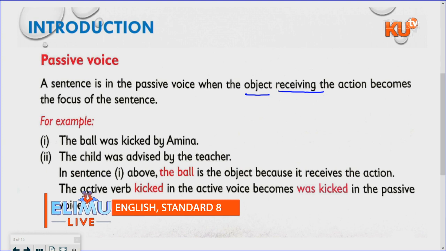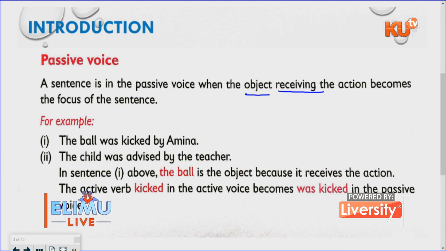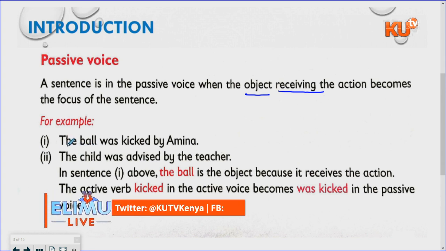From our previous sentences, Angela kicked the ball, we can change them to passive by starting with the object, the verb, then the subject. The ball was kicked by Amina. It's a typing error there. It's supposed to be Angela. The ball was kicked by Amina, however, is grammatically correct. So the ball is the object of that sentence.